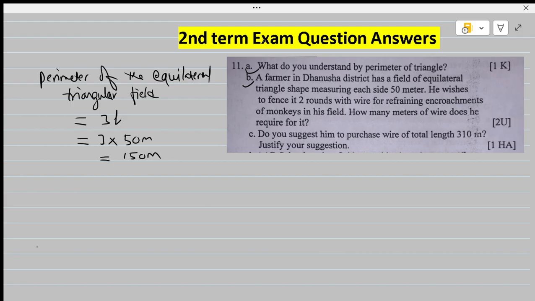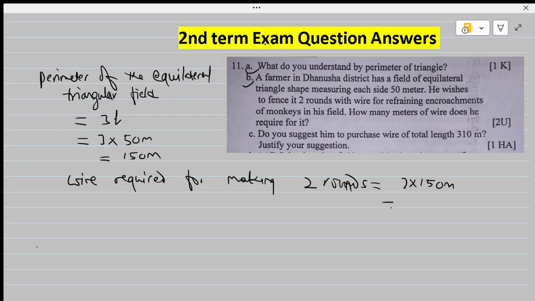And after having that, now he wishes to make 2 rounds around it, to prevent the encroachment of monkeys over here, right? So wire required for making 2 rounds along the perimeter is 2 times 150 meters, so did you get there? 300 meters, that's it.